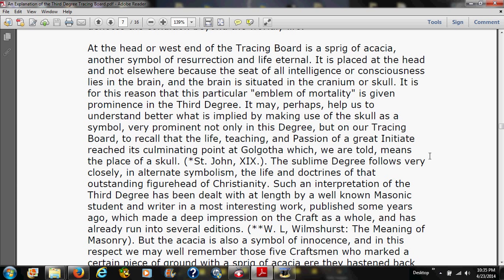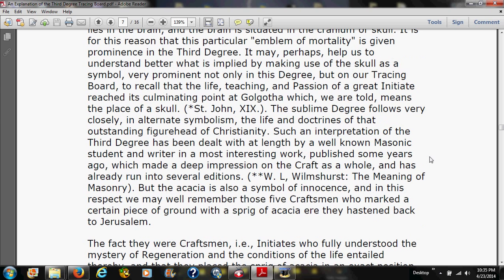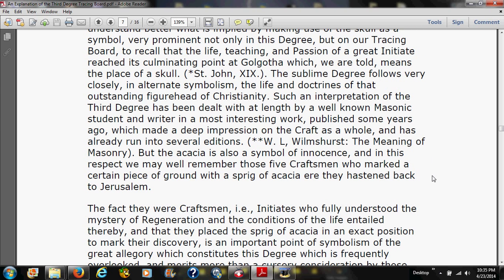Such an interpretation of the third degree has been dealt with at length by a well-known Masonic student and writer in a most interesting work, published some years ago, which made deep impression on the craft as a whole, and has already run into several editions. The Meaning of Masonry.